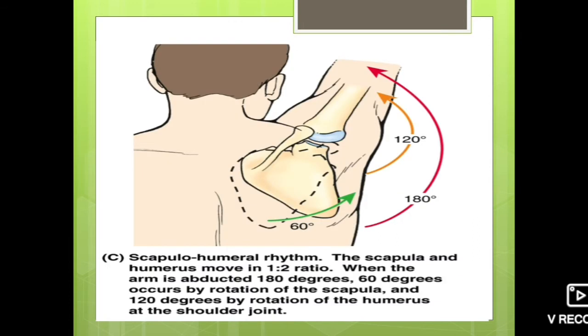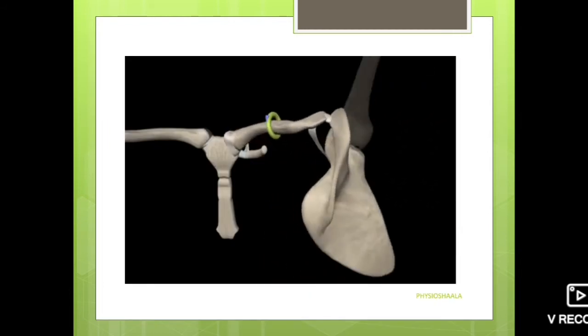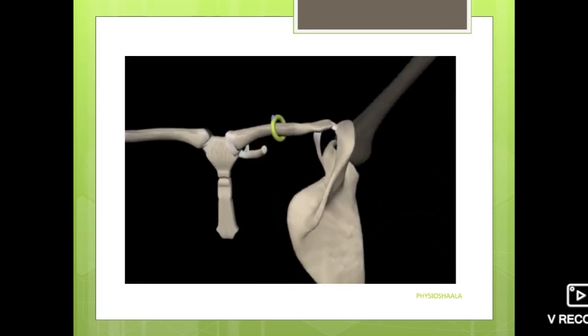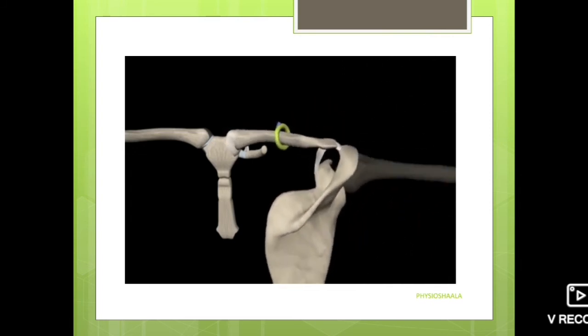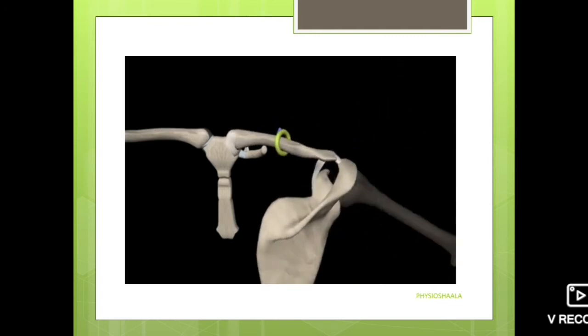Now in this image it is very clear that the scapula and humerus move in 1 is to 2 ratio. When the arm is abducted to 180 degrees, 60 degrees occurs by rotation of the scapula and 120 degrees by rotation of the humerus at the shoulder joint. Now we'll see a small video regarding the same thing. In this video it is very clear that 60 degrees of motion occur at the scapula and the remaining 120 degrees occur at the humerus.